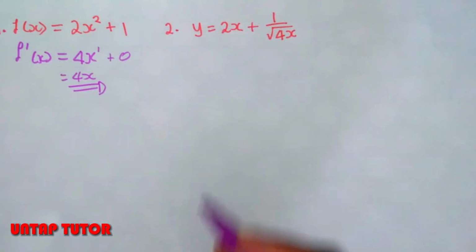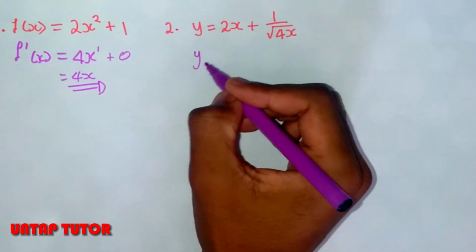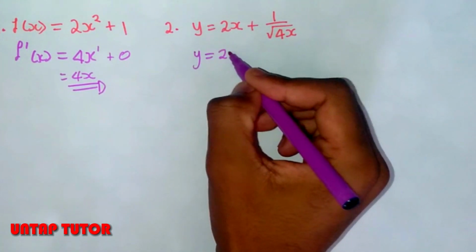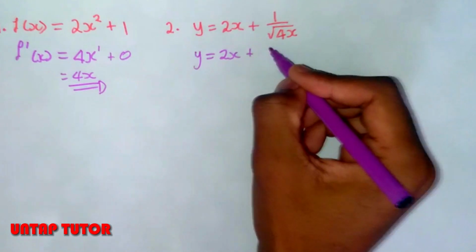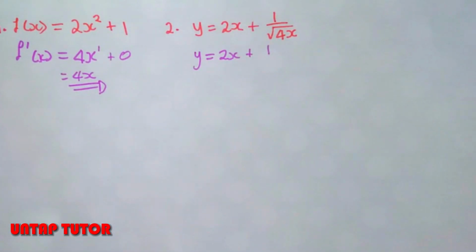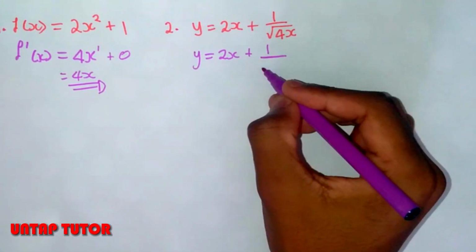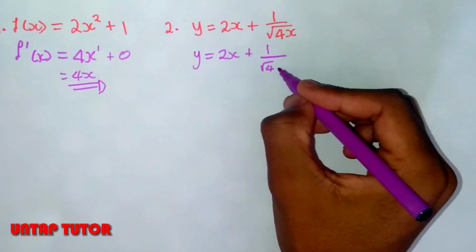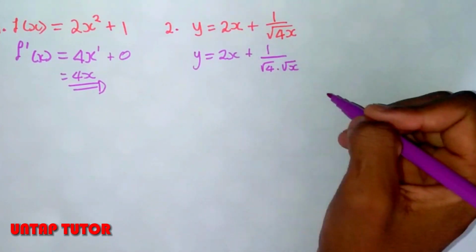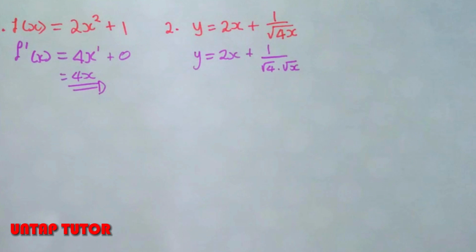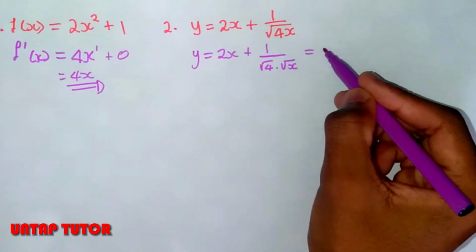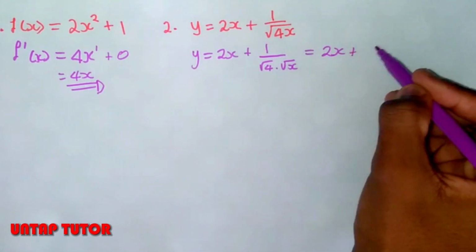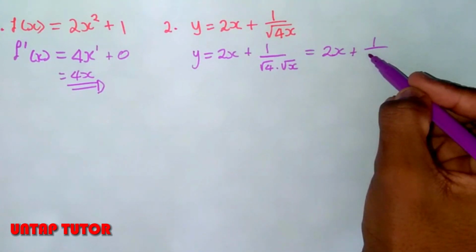So what we do is we first try to simplify. y is 2x plus 1. Removing the roots, we are going to have root 4 times root x. Because if 4 and x are under the same root, we can go ahead and split them into their own roots, which becomes root 4 times root x. So this will become 2x plus 1 over root 4, which is obviously 2.